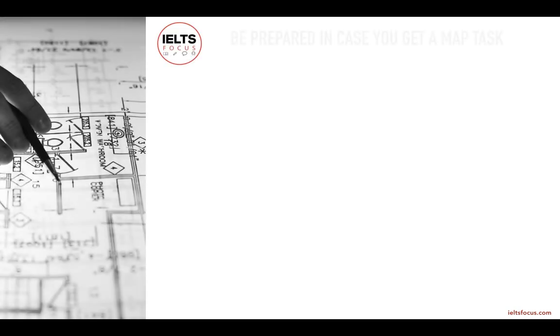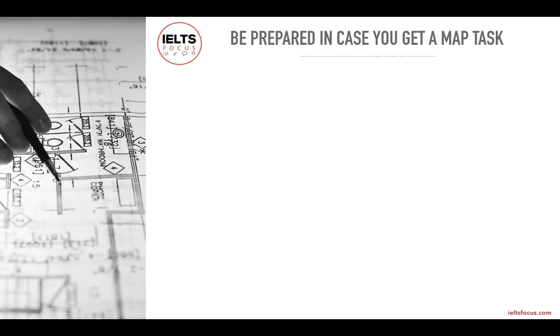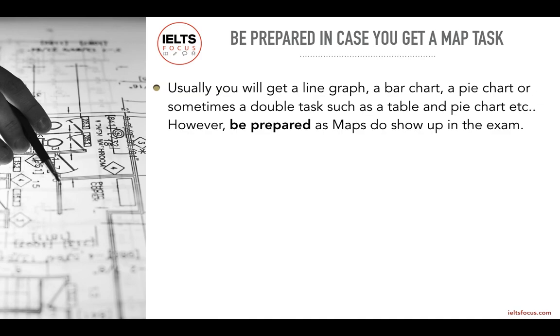Okay, so let's take a look at the map tasks. Now you need to be prepared in case you get a map. Usually you'll get a line graph or a bar chart or a pie chart, or sometimes you'll get a double task, like a table and a pie chart, for example. But you need to be prepared because maps do sometimes show up in writing task 1 in the academic version.